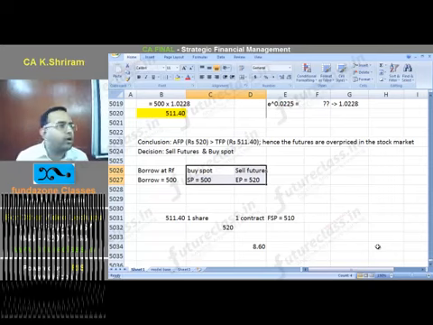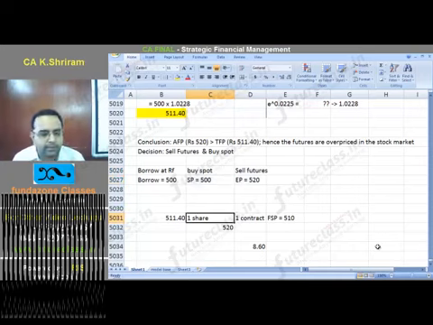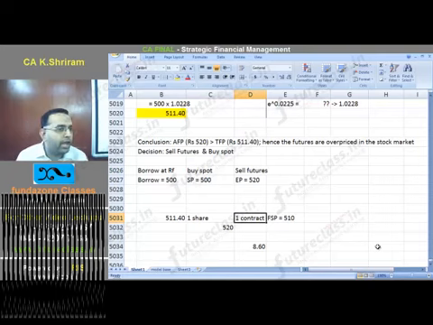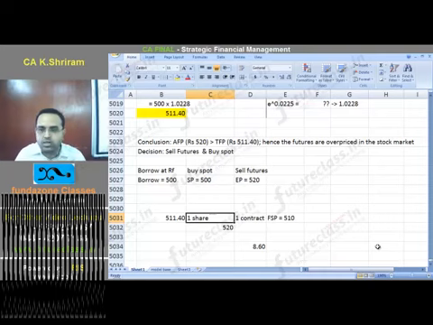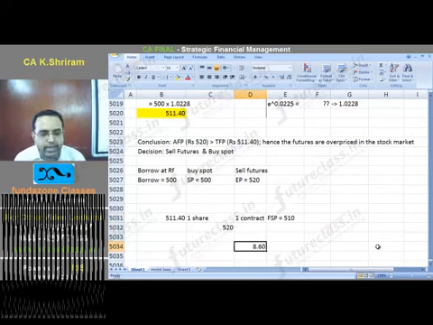Will my share price undergo any change? Will my future price undergo any change? Everything will change, but it will not impact me, correct? Because I have an agreed contract to sell it for 520, and for that I am backed up by the share also. I take zero risk on my borrowing. I take zero risk on my investment. I still manage to make 8.6. That's called an arbitrage profit.